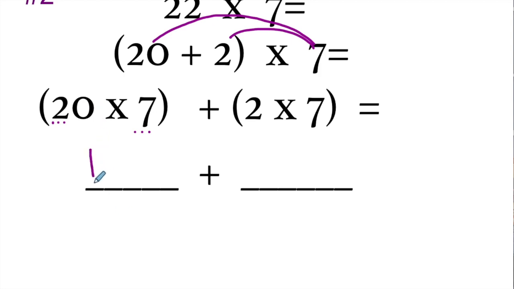2 times 7, 7 doubled is 14. 2 times 7 is 14. And then since we have the 10, we're going to add 0 after that. 20 times 7 is 140. 2 times 7, we just did that. 7 doubled, 14. Now we're going to add 140 plus 14.